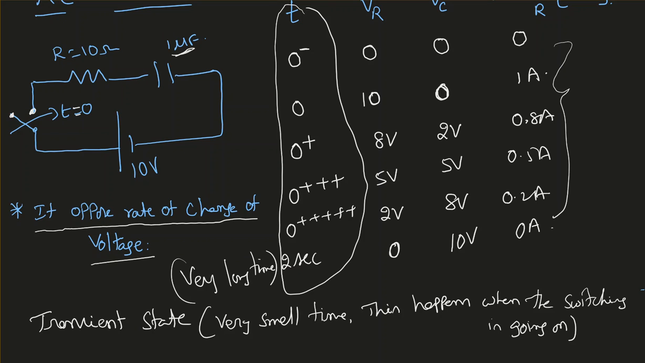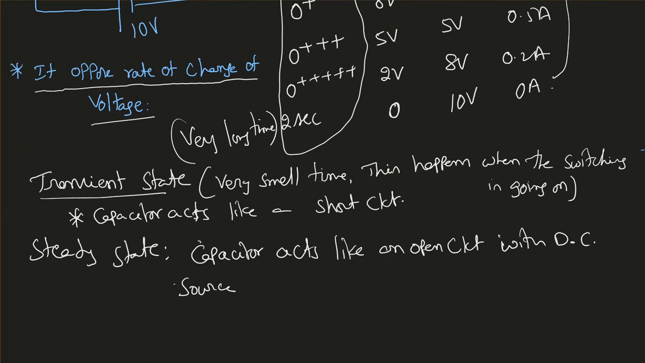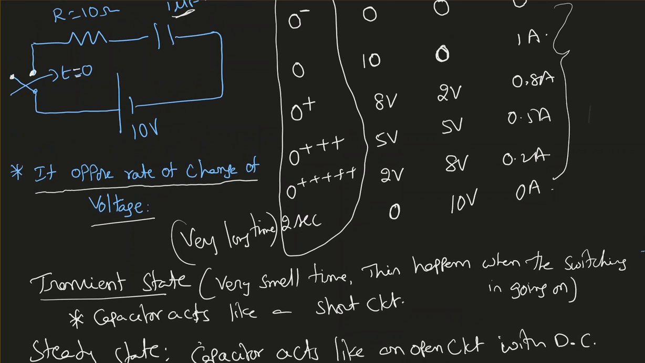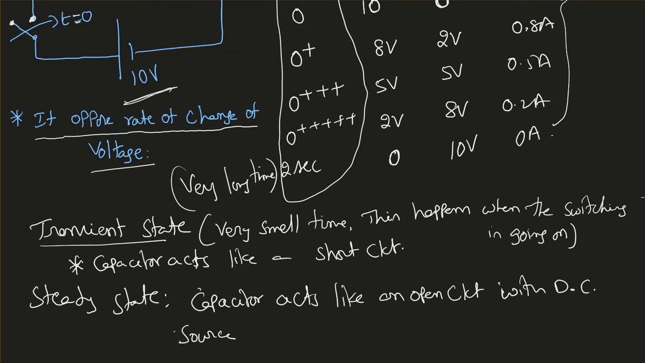Now once it is fully charged, it's called steady state. So in steady state, the capacitor acts like an open circuit with the DC source. Here we're talking about the DC circuit because the source is a DC source. So in DC, once the capacitor is fully charged, that means it passed the transient state and moved on to the steady state. Once it is in steady state, the capacitor acts like an open circuit.